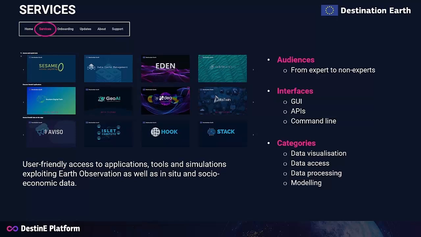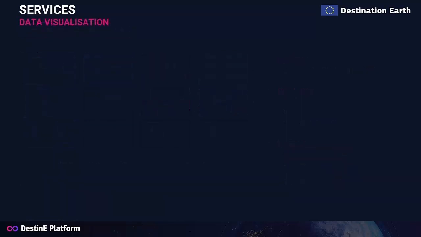Now, with the next few slides, we will have a quick look at the services that you can find in the catalog to show you examples of the variety of usage, but keep in mind that at the moment, only a few services are available to use, and I'll point those out. Let's start with the data visualization services. These are easy-to-use applications that allow interactive visualizations of the data available on the platform.